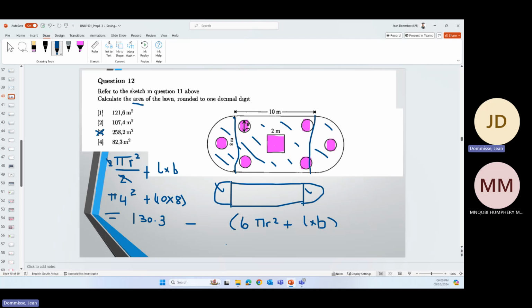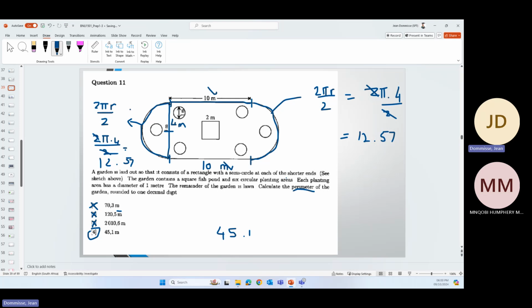area of the lawn. So it is 6 times pi radius. Again, we see that the diameter is a meter, so the radius is half a meter. And then let's just make 100% sure this is a square. So let's go back. They said to us, garden contains a square fish pond, so we know it's 2 by 2.